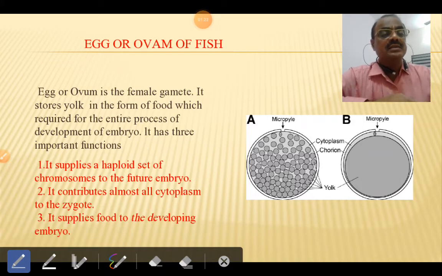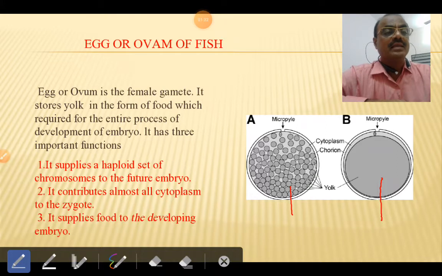Friends, let us see the figure. This is the egg of teleostean fishes. This is the egg of elasmobranch fish. The outer covering of the egg is called the chorion. This is the chorion. And inside there is cytoplasm present, and the yolk globules are present in the yolk. Yolk is a store of food materials.